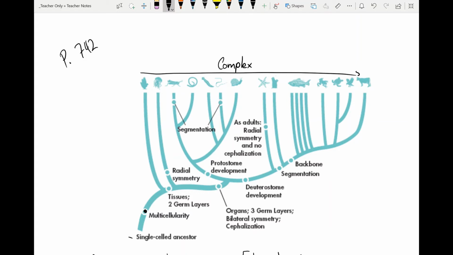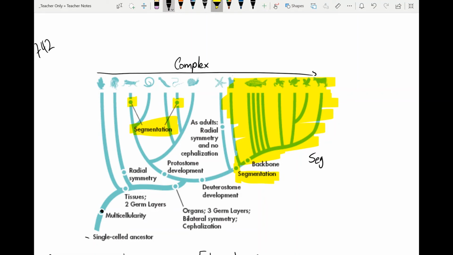Also, one of the things I want to bring to your attention: if I highlight segmentation, I can actually find it in 3 different spots. I can find it here, I can find it here, and I can find it basically for anything over here, which means they've evolved segmentation differently 3 times, or what scientists would say is, segmentation has evolved analogously, 3 times, which means that they've evolved separately.